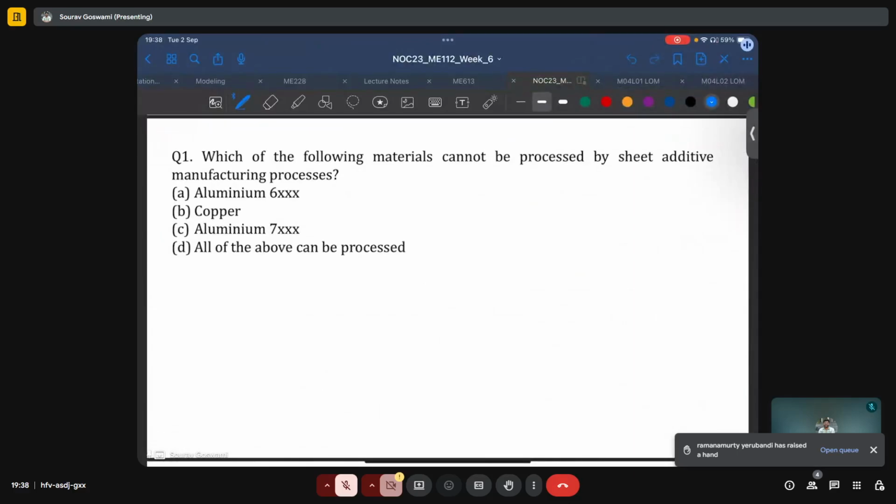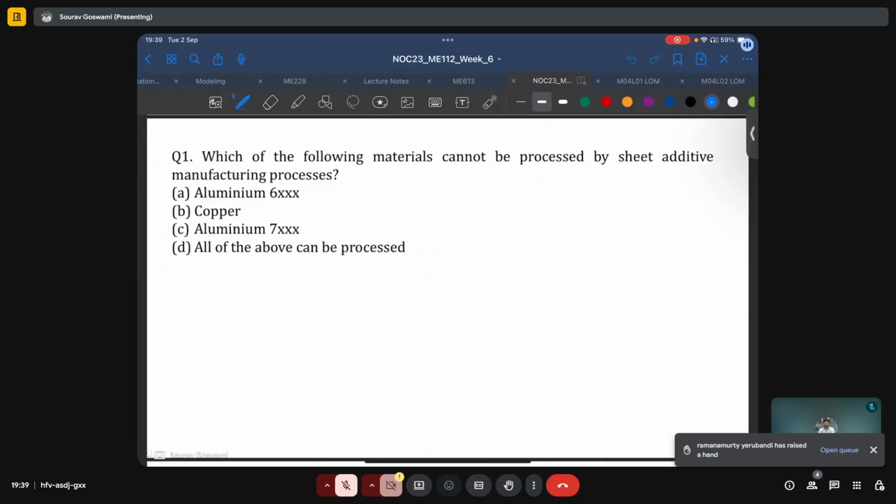Welcome back. And now let us look at a few questions, which will be similar to the assignment questions posed to you, and will help in strengthening our concepts and solving these problems.